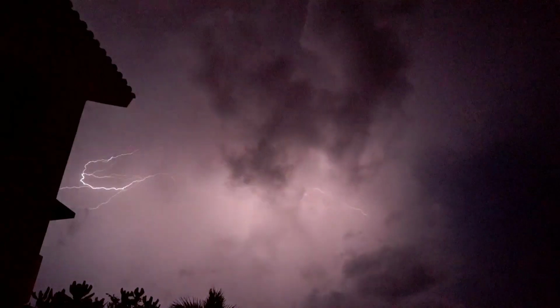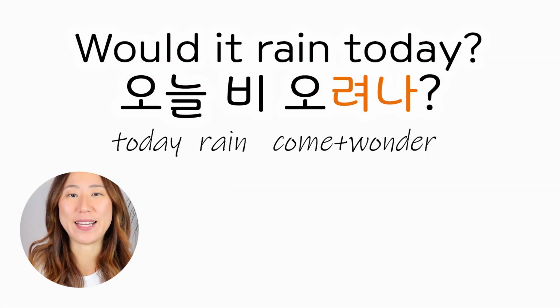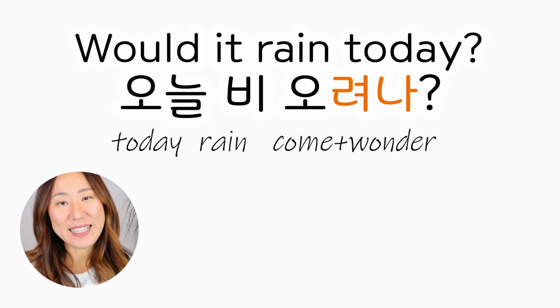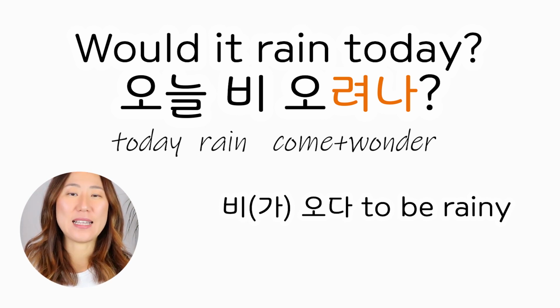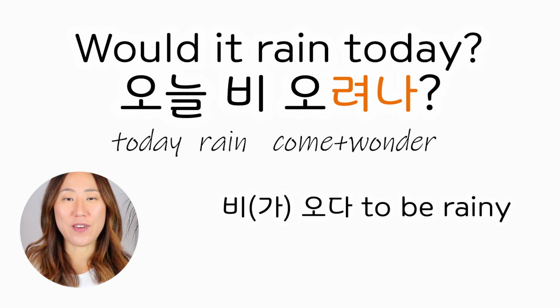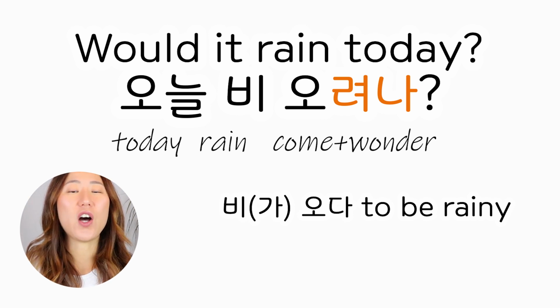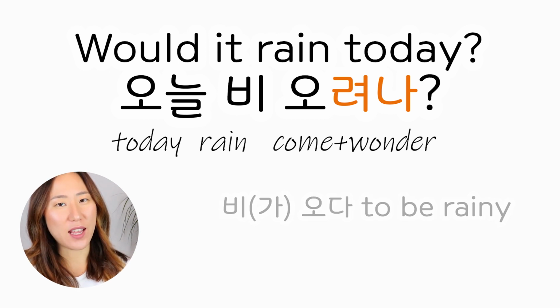So now let's get into phrases for future. I wonder if it'll rain today. 오늘 비 오려나? 오늘 today, 비 rain. When we want to say to be rainy in English, we say 비가 오다. Rain comes. So 오다 is the verb to come. Since this is a future tense, you have to look at if the verb ends with a vowel or consonant. 오 ends with a vowel, so you're gonna add 려나. 오늘 비 오려나? I wonder if it'll rain today.